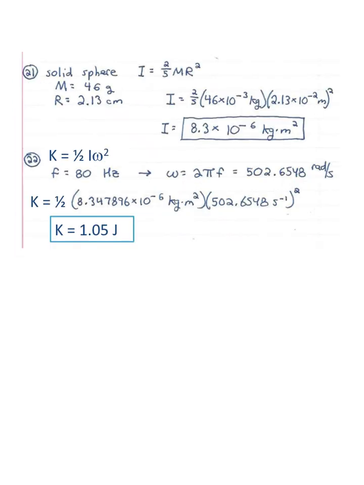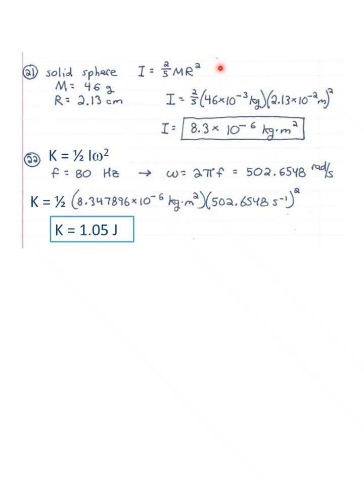Numbers 21 and 22 go together. 21 says a 46-gram golf ball has radius 2.13 centimeters. Assuming uniform density, what is the ball's rotational inertia? All right, assuming uniform density, that means we're going to take it as being a solid sphere. And for a solid sphere, the rotational inertia is 2/5 mass times radius squared.